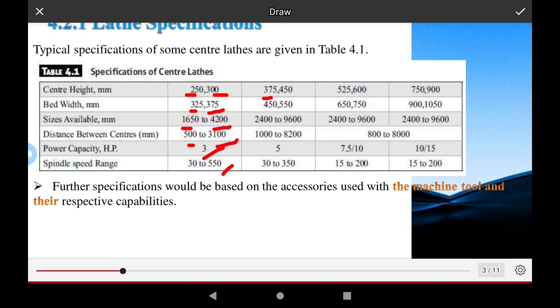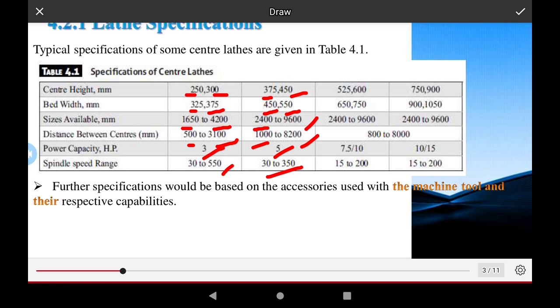Other machines have specifications as follows: center height of 375 mm to 450 mm, and bed width of 450 mm to 550 mm. The size of machines available is 2400 mm to 9600 mm, and the distance between centers is 1000 mm to 8000 mm. The power required for the capacity of this machine is 5 horsepower, and the spindle speed range is 30 to 350 rpm.